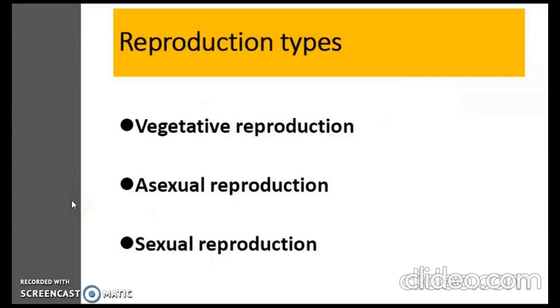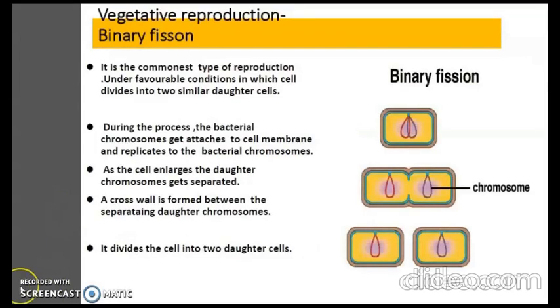Reproduction types of bacteria include vegetative reproduction, asexual reproduction, and sexual reproduction. The first type of vegetative reproduction is binary fission, and it is the commonest type of reproduction under favorable conditions, in which a cell divides into two similar daughter cells.